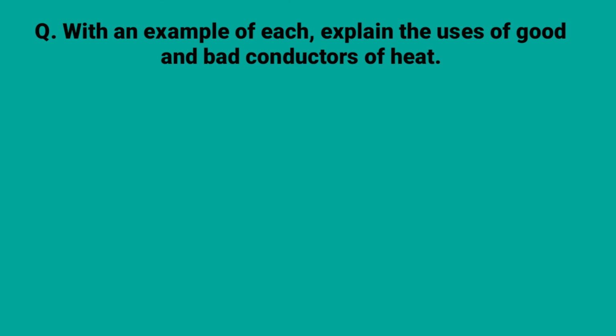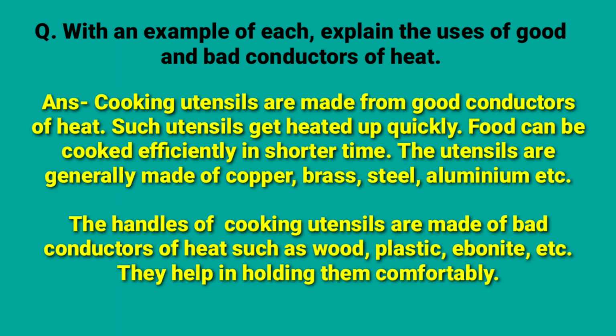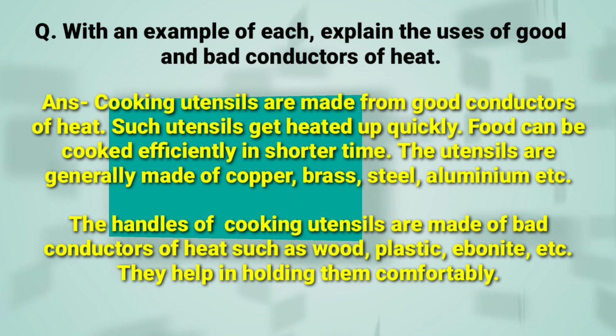With an example of each, explain the uses of good and bad conductors of heat. Cooking utensils are made from good conductors of heat. Such utensils get heated up quickly. Food can be cooked efficiently in shorter time. The utensils are generally made of copper, brass, steel, aluminium, etc. The handles of cooking utensils are made of bad conductors of heat such as wood, plastic, ebonite, etc. They help in holding them comfortably.